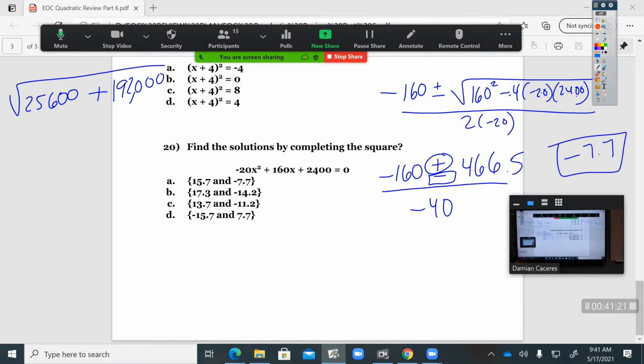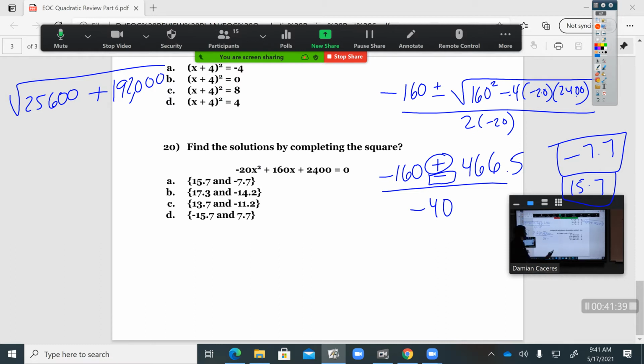And then you do the same thing but with the minus. So negative 160 minus 466.5 equals, divided by negative 40, equals 15.7. Same exact answers we got.